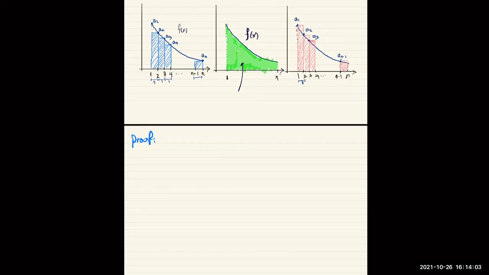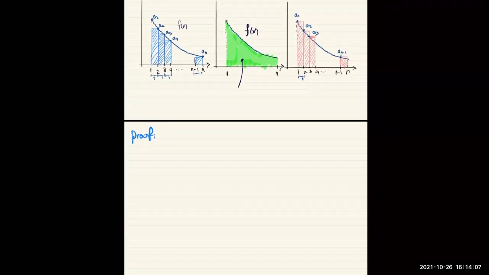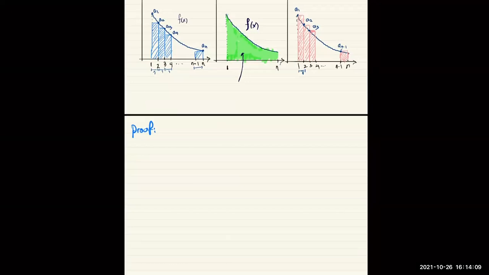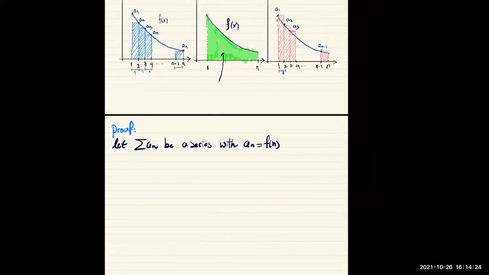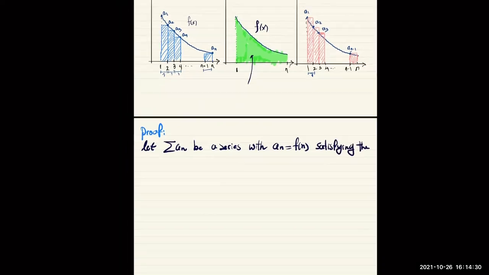So let's say we have again a series with a sub n equal to f of n, satisfying the three assumptions.